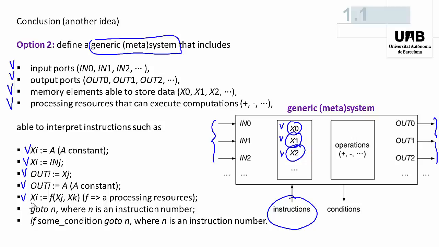And also, it must be able to make jumps and branches such as go to instruction number n, or go to instruction number n if some condition holds true, so that it receives external instructions. We will see later on where those instructions come from, and also it generates some conditions such as xi is equal to some constant value, or xi is greater than xj, and so on.